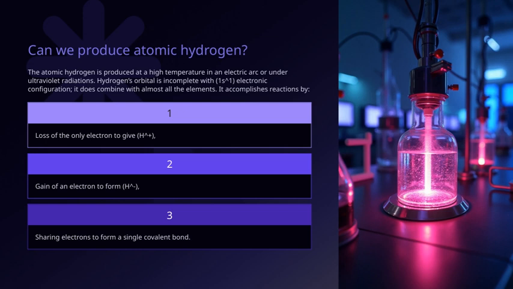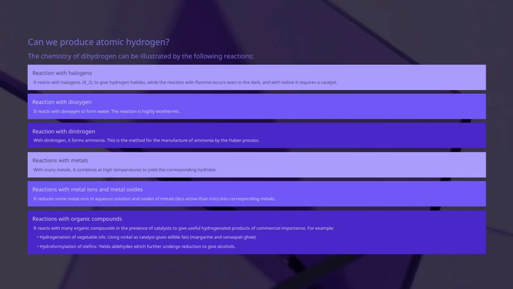So, the question arises, can we produce atomic hydrogen? The answer is yes, and these high-energy conditions are key to generating atomic hydrogen, which is essential in various industrial and research applications. Let's explore some important reactions involving dihydrogen. First, hydroformylation of olefins. This process produces aldehydes, which can then be reduced further to form alcohols. It's a key step in synthesizing various alcohol-based products.